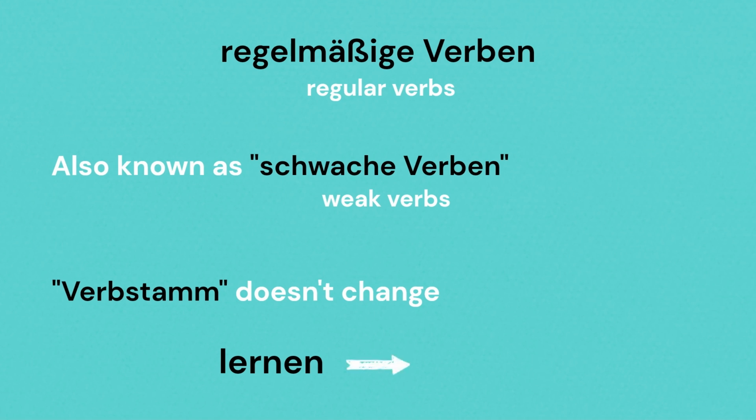For example, lernen. The Verbstamm is lern, and the ending of the infinitive verb is en. When we conjugate this verb, we keep the Verbstamm and just add the ending according to the subject. That is, in this case, du is the subject. The conjugated verb will be lernst. This is because with the pronoun du, the verb ending should always be st. Hence we have the Verbstamm lern plus the ending st. Du lernst.